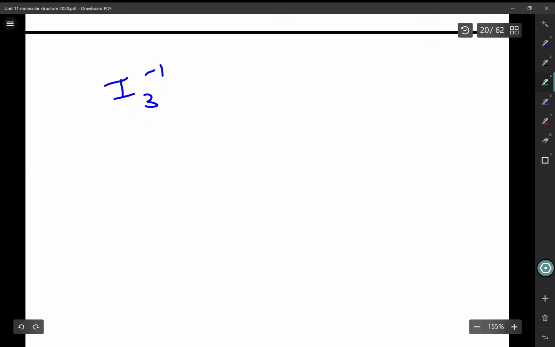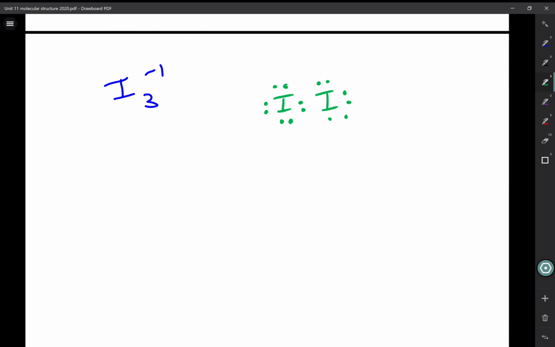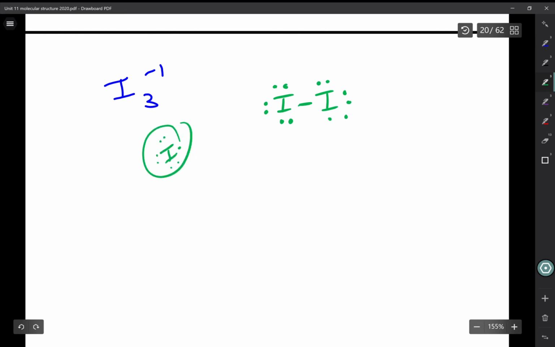Another example: iodine, I3 negative 1. This is a triiodide ion. If we look here, there's your iodine. There's 1 iodine, so if we put another iodine here, you've got your I2, your regular, run-of-the-mill iodine molecule. Remember, this is I3. We're sticking in this third iodine atom here, so that's got to go somewhere. Where are we going to do that?